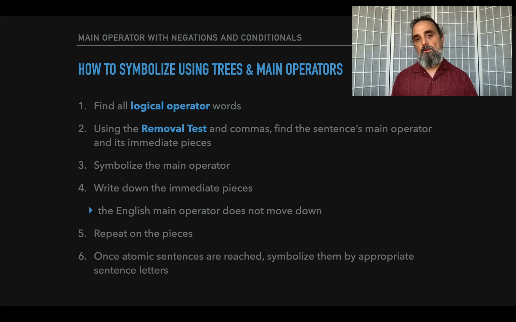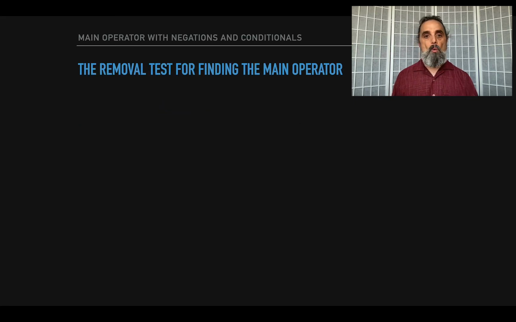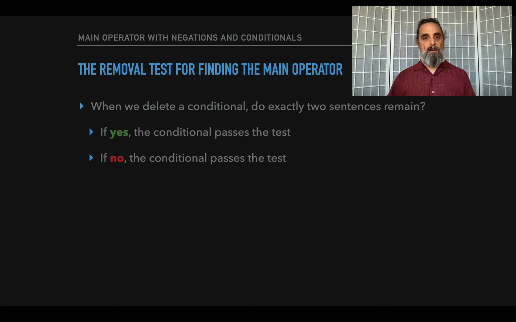So why does the removal test work a little bit differently? Well, remember that with a conditional, we have this test for finding the main operator. We can ask whether any given if or then or only if or what have you passes the test. And that test was: when we delete that vocabulary, do exactly two sentences remain? If yes, two sentences remain, then that conditional passes the test. If no, we have more or less or ungrammatical stuff, then that conditional does not pass the test.